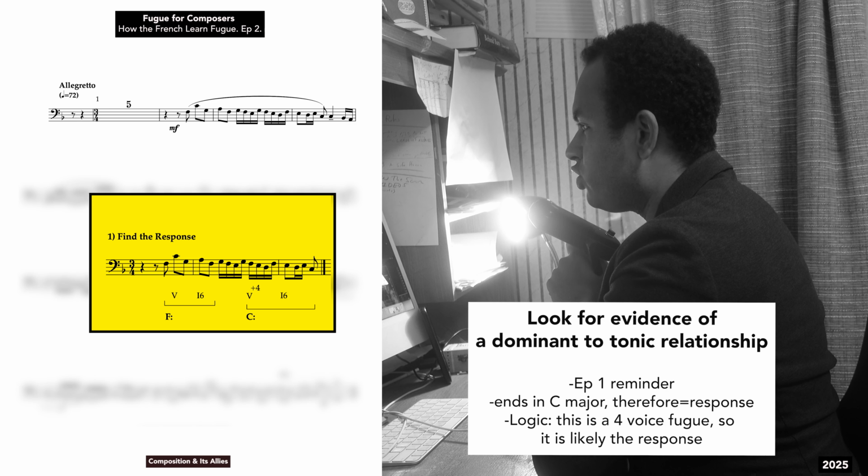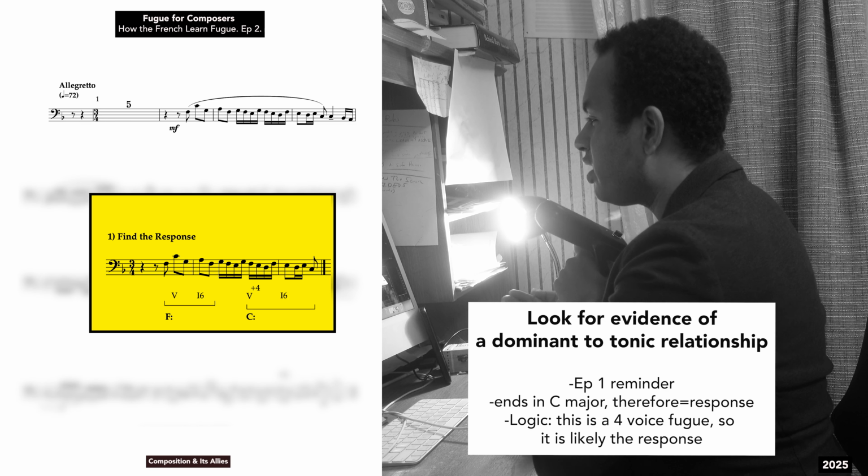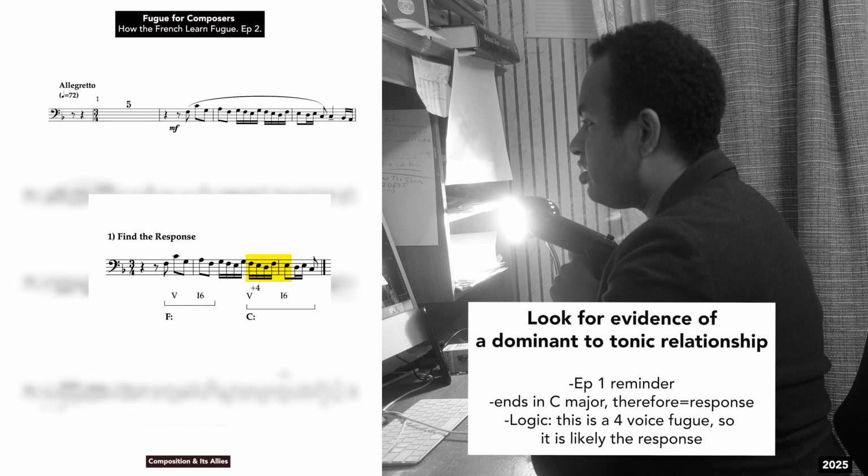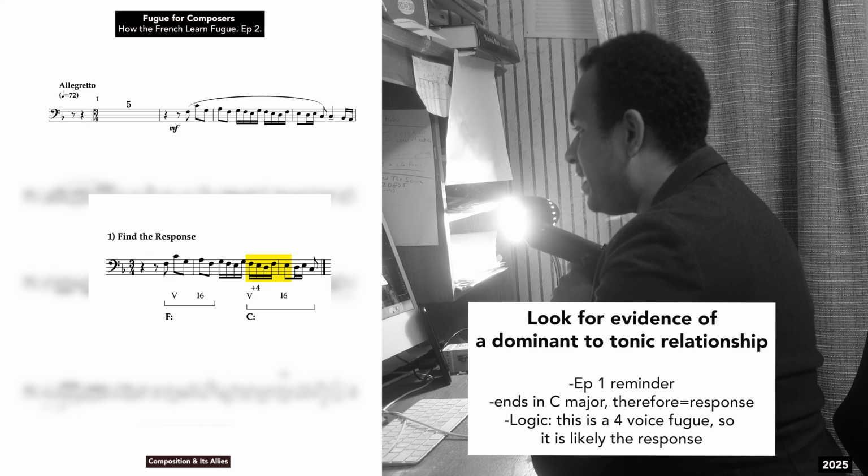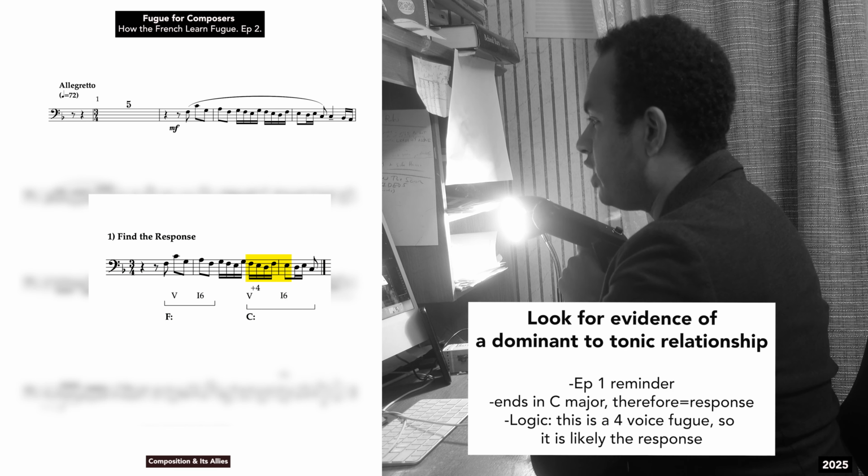So the first thing we've got to do is figure out the response. Now, we covered a lot of this in the first episode of How the French Learned Fugue. We see F going to E, which in C major is scale degree 4 to scale degree 3, which is another dominant tonic relationship. So it is starting in F major and ending in C major. Now we need to figure out if there's a mutation.